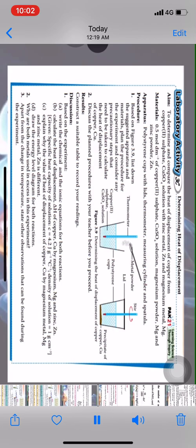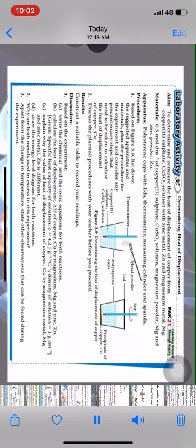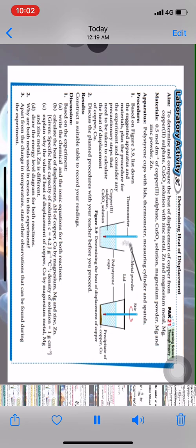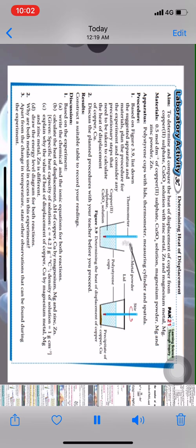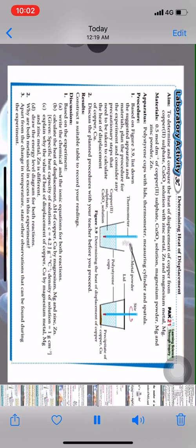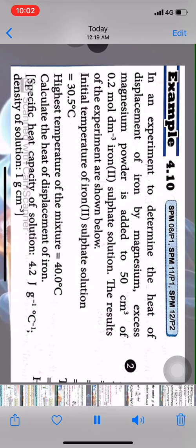So this one is the experiment to determine the heat of displacement. We'll go through this together later. We'll skip this for now.